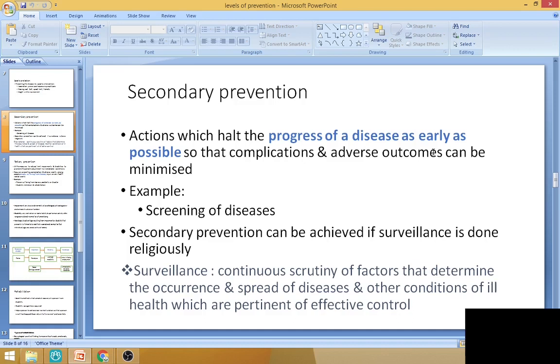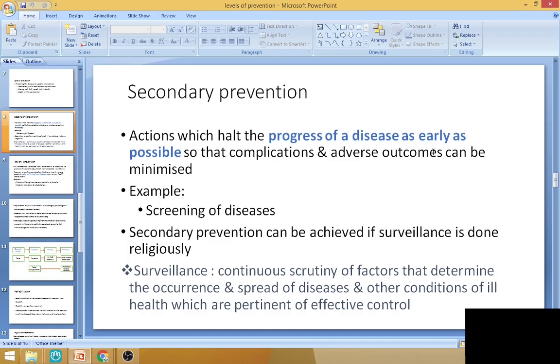In the secondary level of prevention, the disease is already there. But we want to give the intervention so that the progression of the disease is stopped, so that complications or adverse outcomes of the disease do not happen. Understood? That is what is meant by secondary prevention.